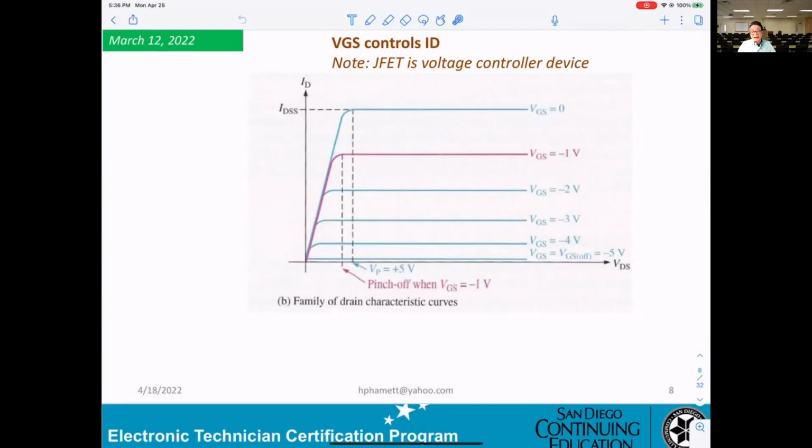Why voltage controlled? If you want to get ID, you change VGS. But in the bipolar transistor, NPN and PNP, that's what we call current controlled. In bipolar, IC equals beta times IB. You change the current IB, you change the output current IC. That's what we call current controlled.